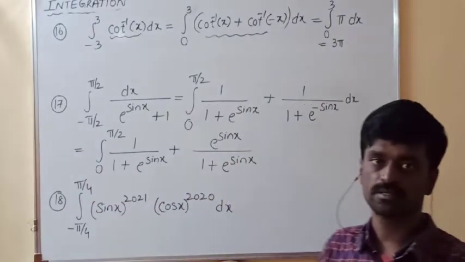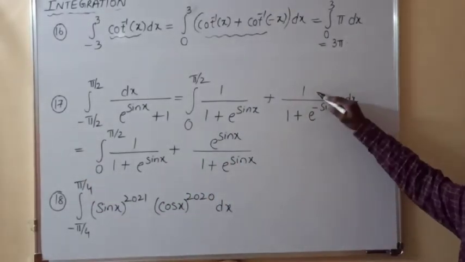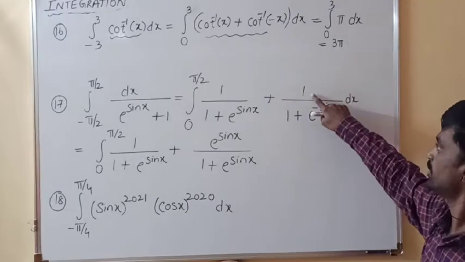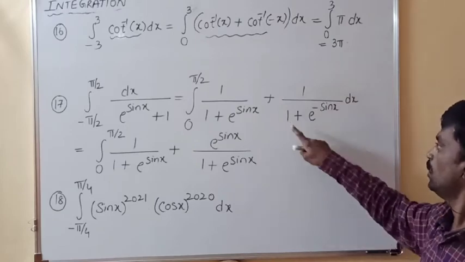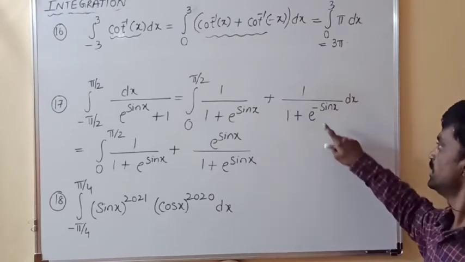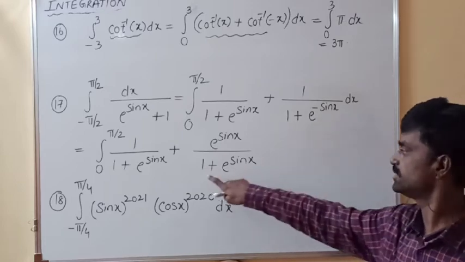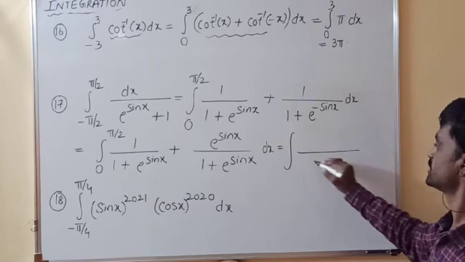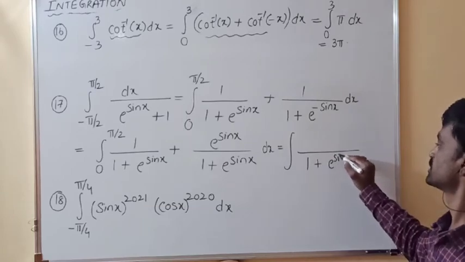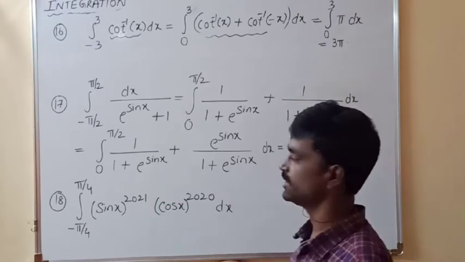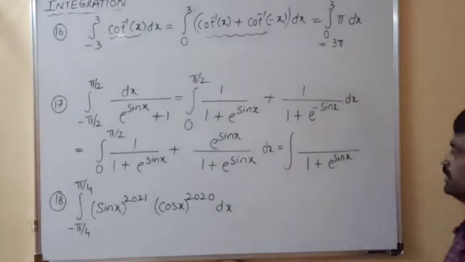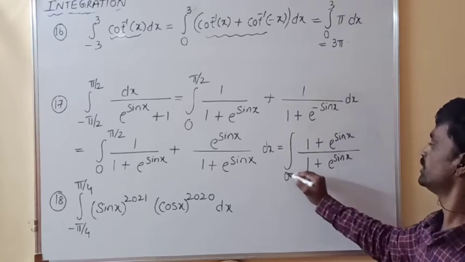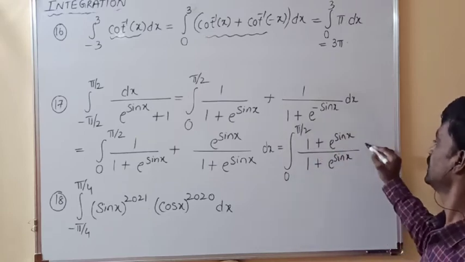Suppose if you did not understand this, then you do one thing. You multiply the numerator by e power sin x, the denominator also by e power sin x. Then numerator by e power sin x is e power sin x. 1 into e power sin x is e power sin x. E power minus sin x into e power sin x is 1, into dx. Now here the LCM is the same, 1 plus e power sin x, because your denominators are the same. Then what do you get? Numerator 1 plus e power sin x. Limits from 0 to pi by 2 into dx.